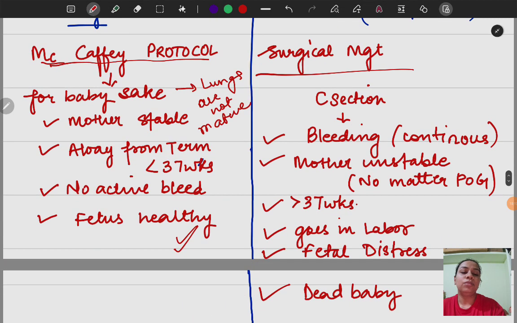In surgical management, one option is there, that is C-section. We do C-section when continuous bleeding is there, and as I told you, if the mother is hemodynamically unstable, no matter what the period of gestation is, you have to do C-section. If more than 37 weeks, if the mother goes into labor, or if the baby is in distress, then you need to do C-section. And if the baby is dead, we are not doing this procedure to save the baby, we are doing this procedure to save the mother.